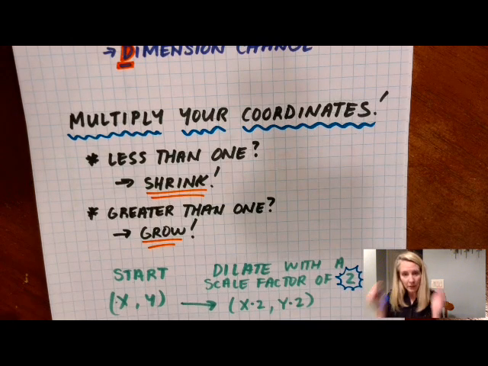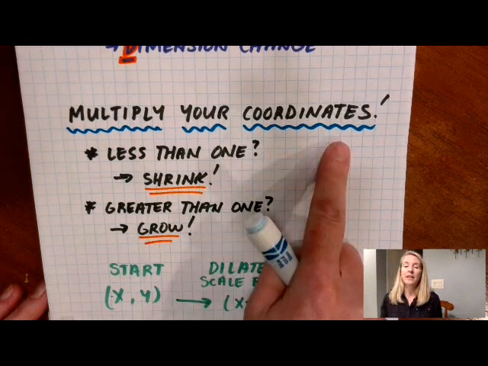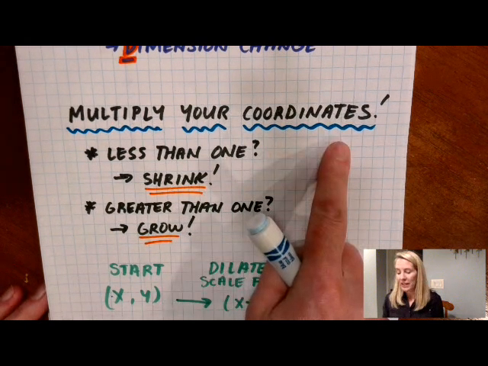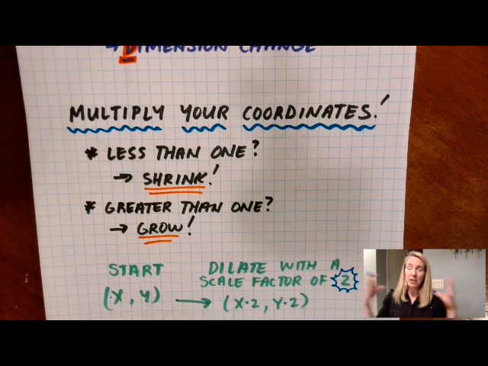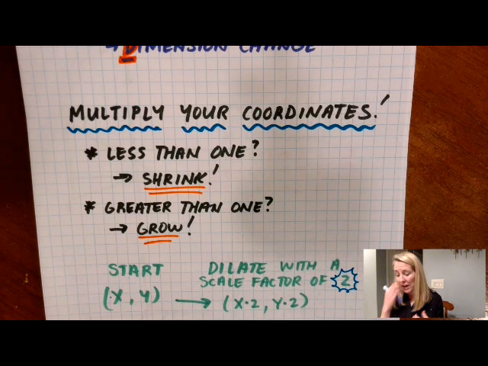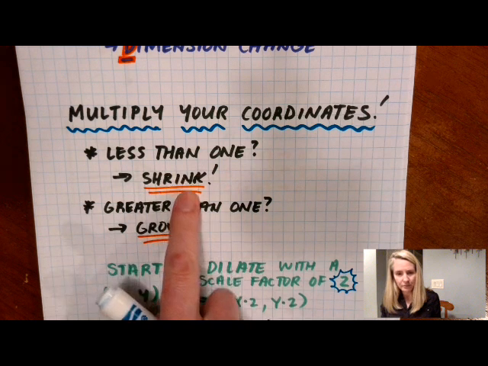So for your ordered pairs, your X and your Y inside those parentheses, if you've got a scale factor, that's what they call it, basically telling you how big or little we're making it. That scale factor, if it's less than 1, we're shrinking the size of our shape. And if it's greater than 1, we're going to grow the size of our shape.